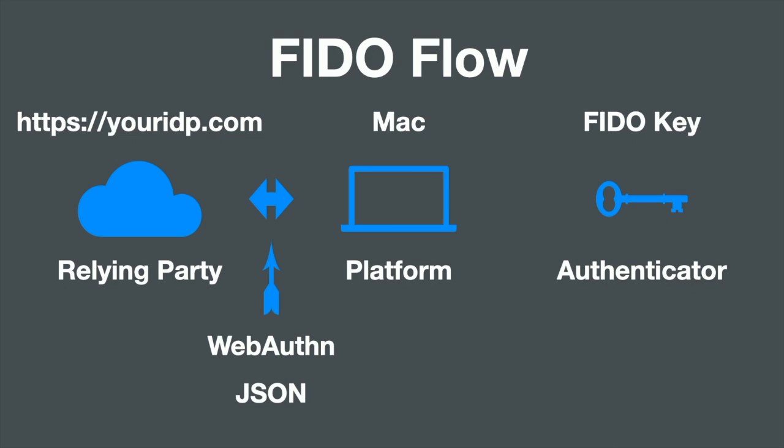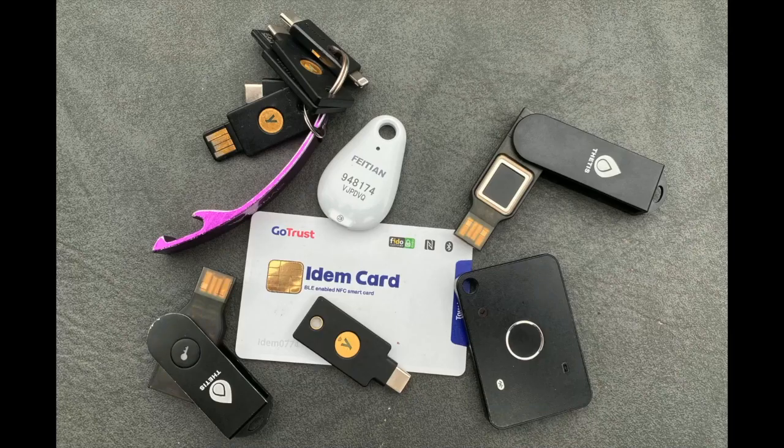So WebAuthn is the part between the relying party and the browser, and then between your browser and your FIDO key, it's typically CTAP, client to authenticator protocol. That's the actual protocol that's going in between there. And it's typically done over CBOR, concise binary object representation, right? Similar to ASN.1, but not quite the same. So these are kind of the major components that we've got there.